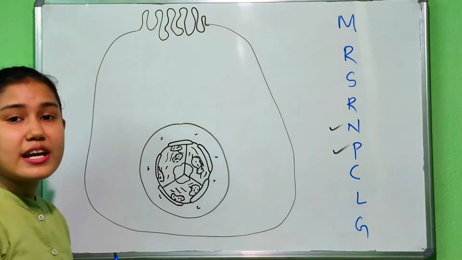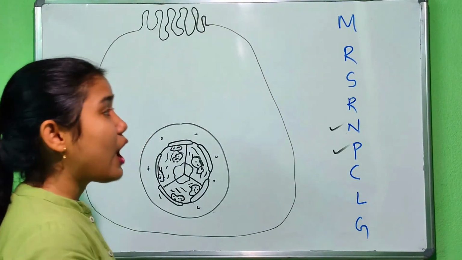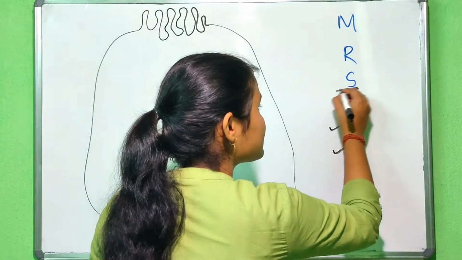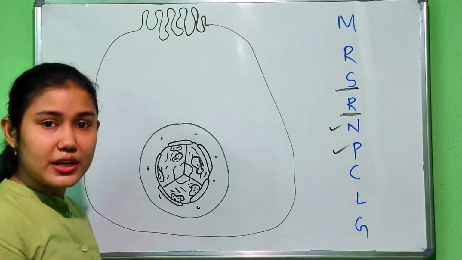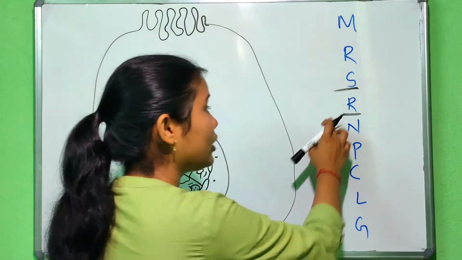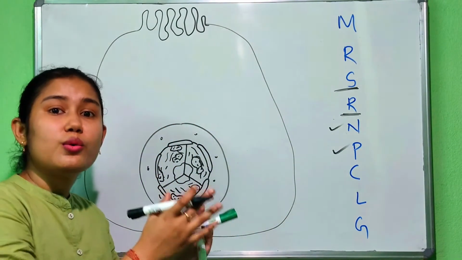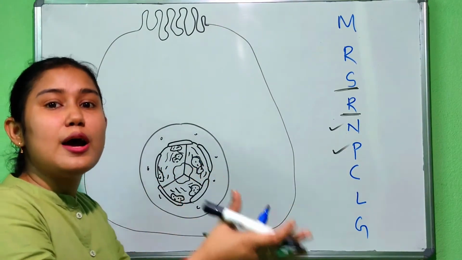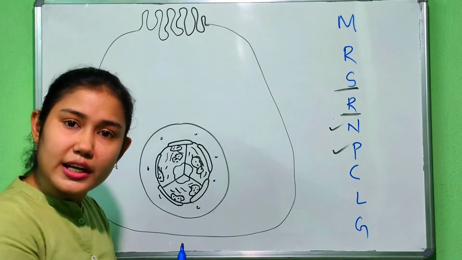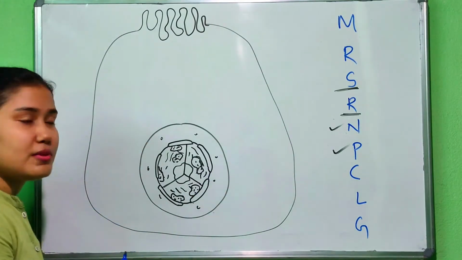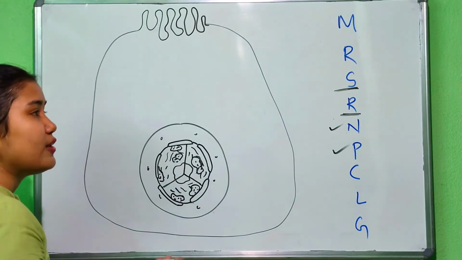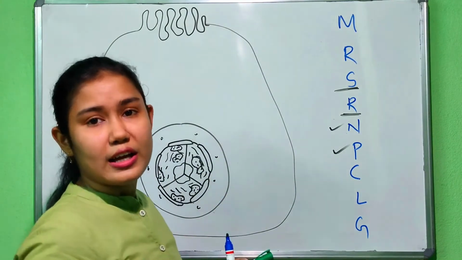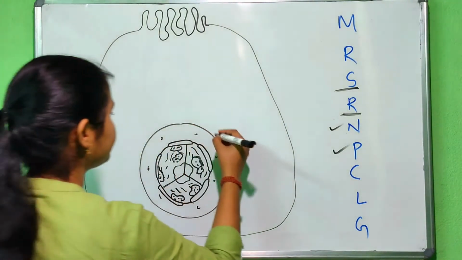Now surrounding the nucleus there is endoplasmic reticulum. So how many types of endoplasmic reticulum are there? There are two types: smooth endoplasmic reticulum and rough endoplasmic reticulum. So what is rough endoplasmic reticulum? The endoplasmic reticulum which contains ribosomes. Ribosomes are associated with the membrane of the endoplasmic reticulum. That kind is known as rough endoplasmic reticulum. And what is smooth endoplasmic reticulum? The endoplasmic reticulum which is devoid of any ribosome. Okay, so let's draw.